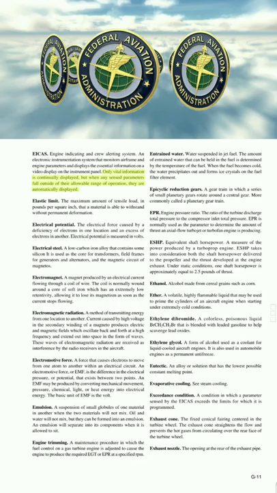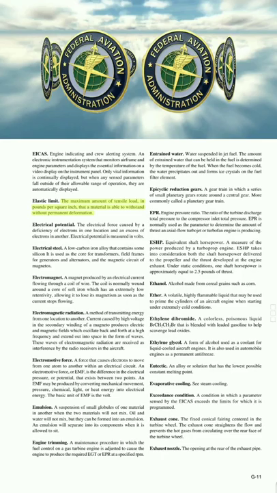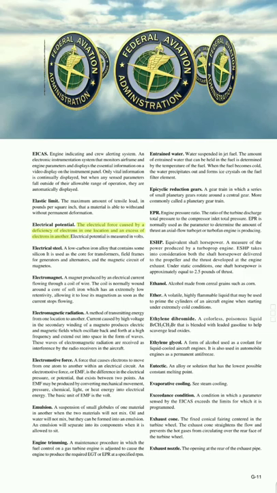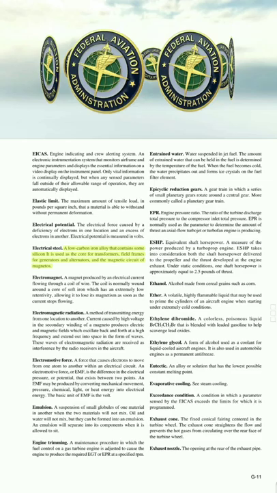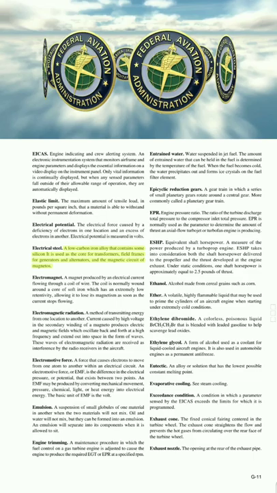The maximum amount of tensile load, in pounds per square inch, that a material is able to withstand without permanent deformation. Electrical potential. The electrical force caused by a deficiency of electrons in one location and an excess of electrons in another. Electrical potential is measured in volts. Electrical steel. A low carbon iron alloy that contains some silicon that is used as the core for transformers, field frames for generators and alternators, and the magnetic circuit of magnetos.